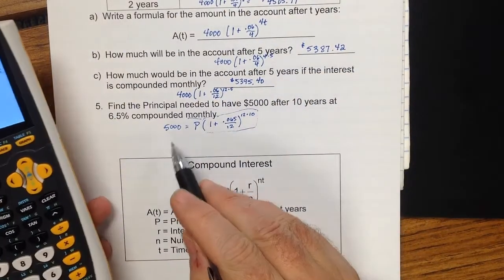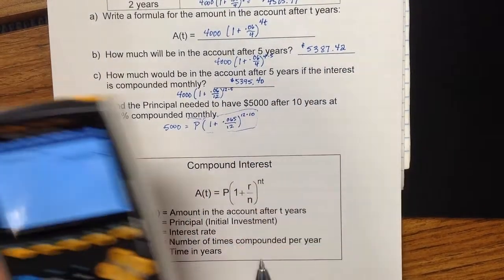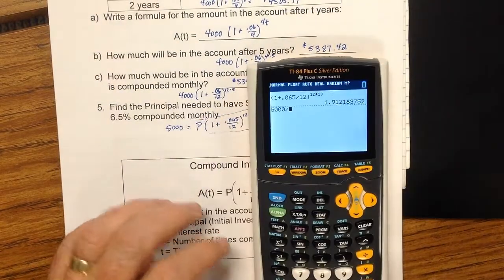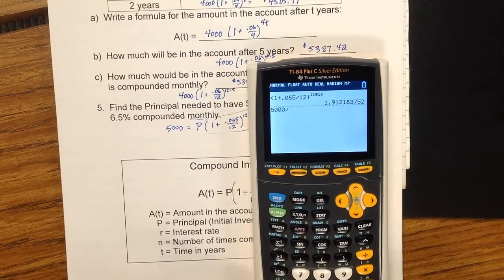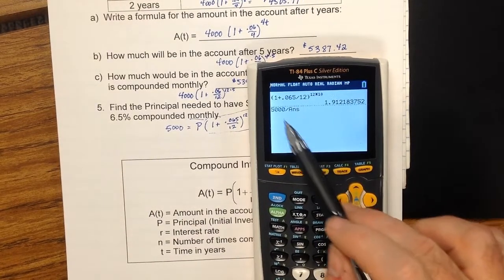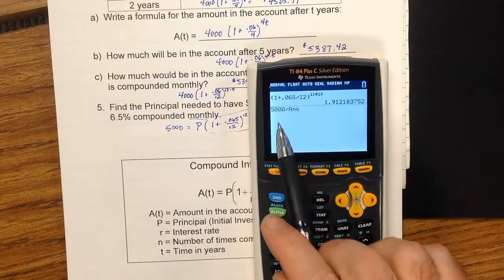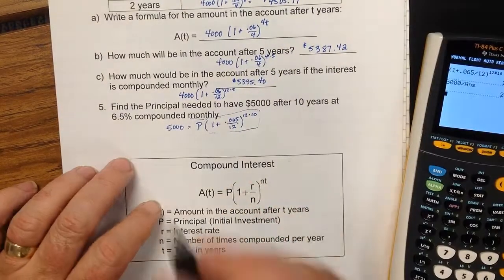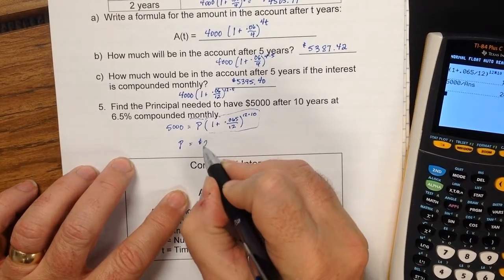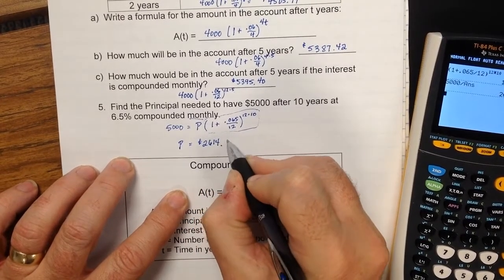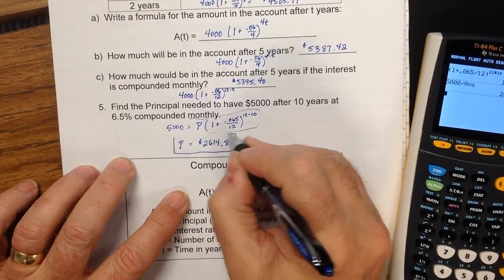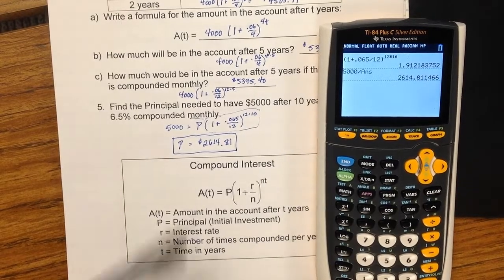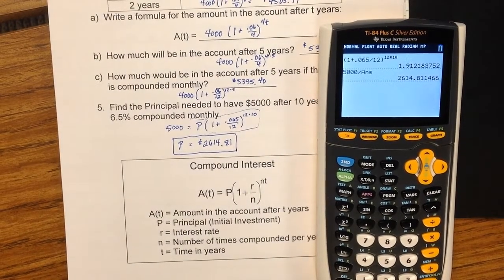So I'm going to take 5,000 and divide by that number that I have in the calculator. So I'm going to say 5,000 divided by my last answer, second negative sign, ANS tells me it's using the last answer in the calculator, so 5,000 divided by that last answer is 2614.81. So the principal I need should be $2,614.81. If that's what I have right now to invest, and I can get 6.5% compounded monthly, then I should end up with $5,000 after 10 years.